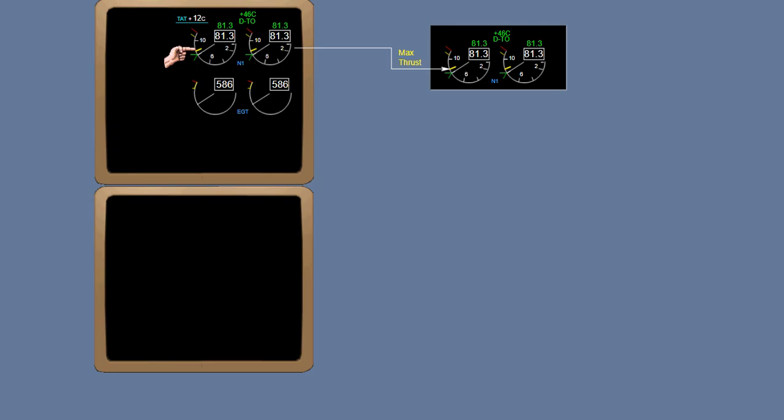Another amber line, this one inside the arc, displays the maximum available thrust that would be available if the thrust levers were moved full forward. This value is determined by the electronic engine control, or as an alternate, the thrust management computer. Therefore, this amber line indicates the protection that is provided by the EEC, and that if the pilot firewalled the thrust levers, this would be the maximum thrust available.